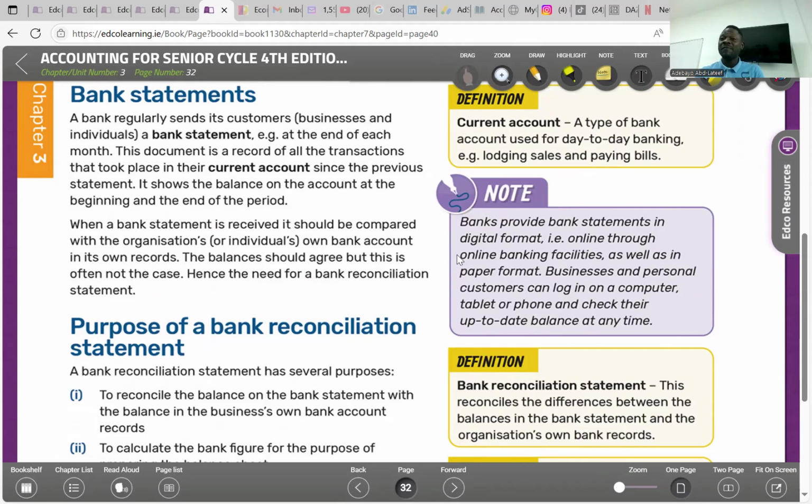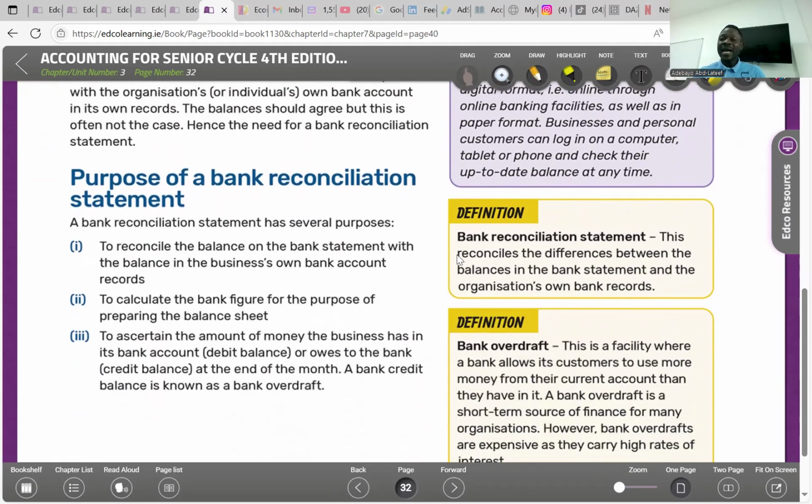There are some transactions that would have been done, maybe interest received, maybe bank charges, or some checks have not been credited as at when the bank statement was issued, or probably there is a dishonored check. So there are different reasons why the bank statement might not tally with the office's own account. As we go further, we'll talk about the causes of differences between the office's own account and the bank account. But before then, we have to look into the purpose of the bank reconciliation statement.